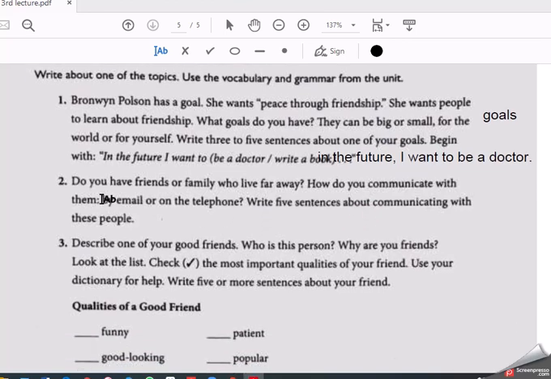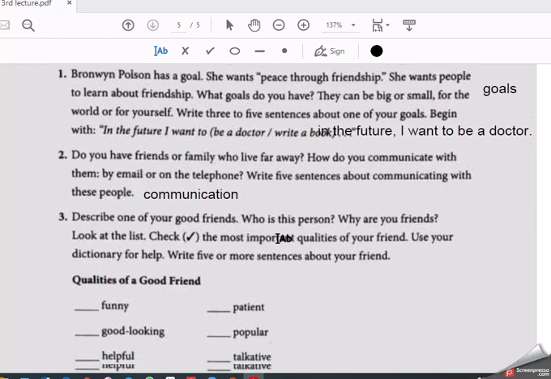The second paragraph: do you have friends or family who live far away? How do you communicate with them? By email or by telephone? Write 5 sentences about communicating with people. اكتب 5 جمل شلون تتواصل ويا الناس اللي يعيشون وين؟ برا. Then I write about communication here.